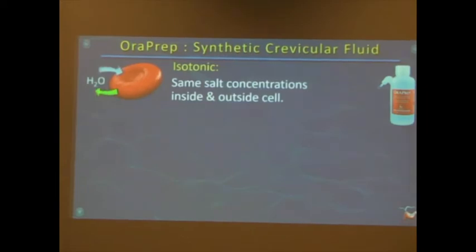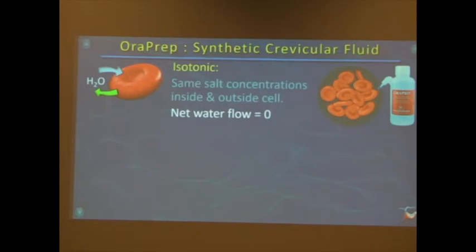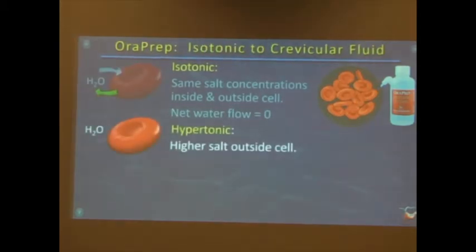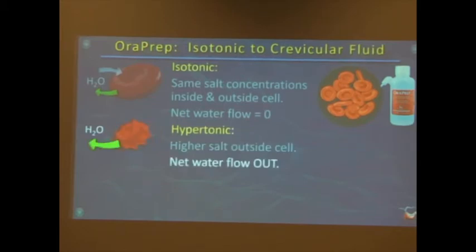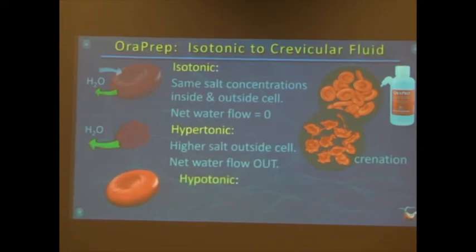And why is that important? Because you want it to be isotonic, same concentration of salts inside the cells as outside. Net water flow always goes to the level of the highest concentration. So you want that net water to be moving both ways simultaneously. In a hypertonic situation, where you've got higher salts outside the cell, the water inside the cell leaves and the cell crenates or shrinks in on itself, and all you've got is this unrecognizable nubbin of stuff there. The reverse happens in hypotonic solutions, where now you have more salts inside the cell than outside, so the water goes into the cell and it explodes.